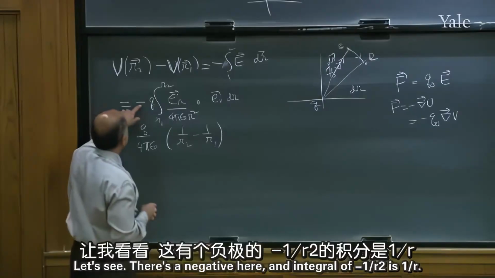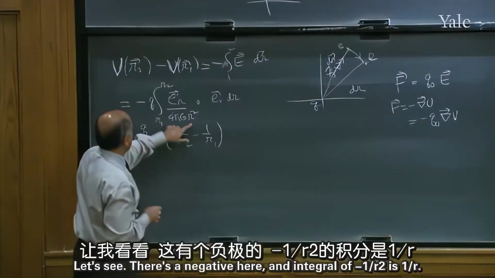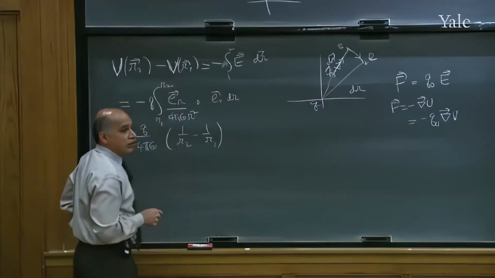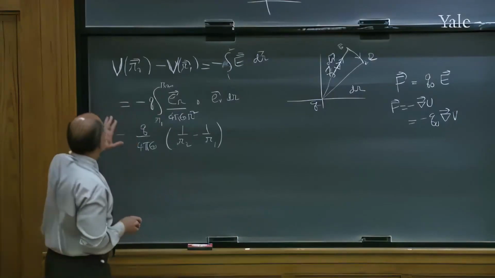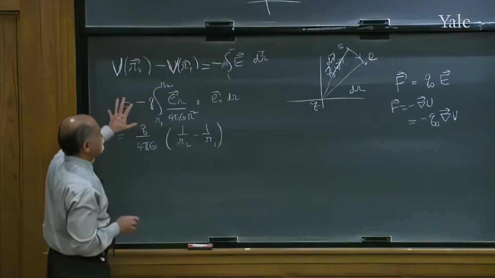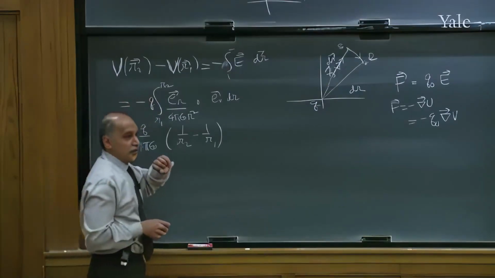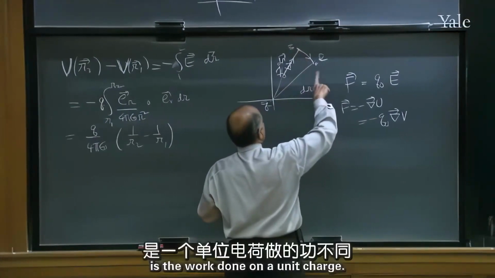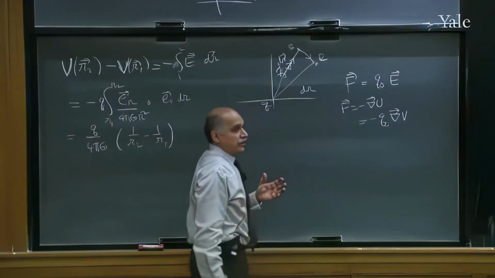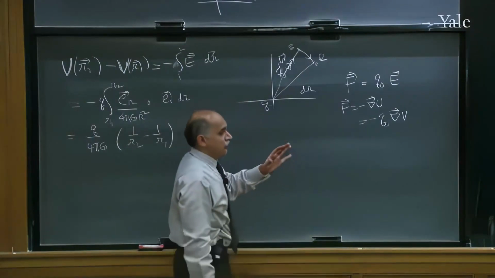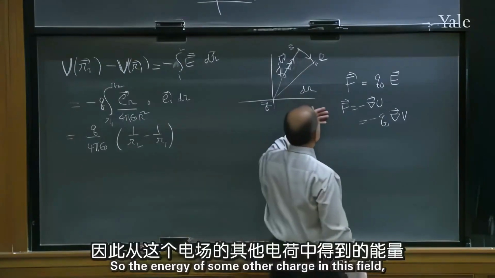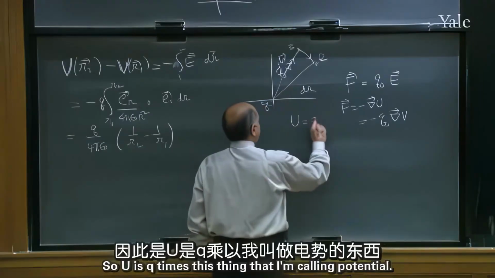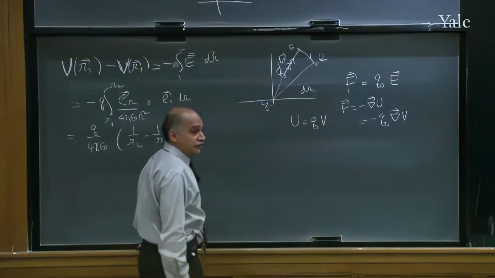And integral of minus 1 over r squared is 1 over r. Okay. So the upper limit minus lower limit. So let me correct what I said. I'm trying to find the difference in what's called the potential. It's not the potential energy. The potential difference between some point and some other point is the work done on a unit charge. If you got some other charge, you should multiply it by the charge. So the energy of some other charge in this field, the potential energy, is Q times the potential. So U is Q times this thing that I'm calling potential.